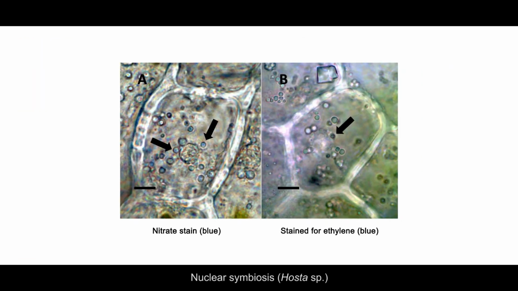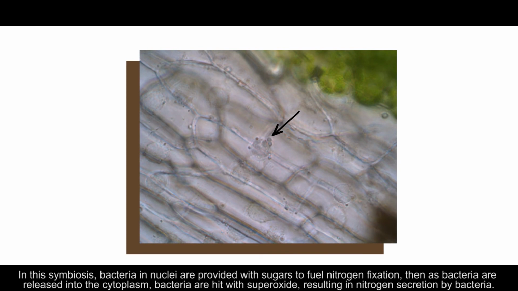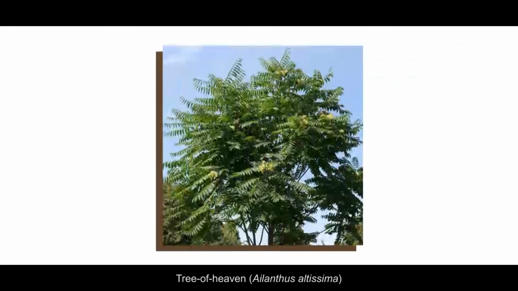Nuclear symbiosis. Host nucleus with bacteria emerging. Stained with nitro blue tetrazolium to show superoxide around bacteria. In this symbiosis, bacteria in nuclei are provided with sugars to fuel nitrogen fixation. Then as bacteria are released into the cytoplasm, bacteria are hit with superoxide, resulting in nitrogen secretion by bacteria. Tree of heaven.